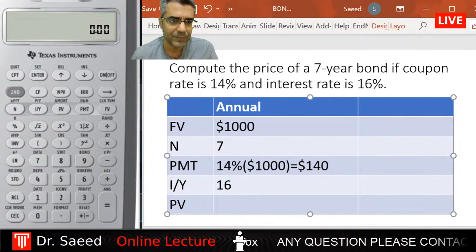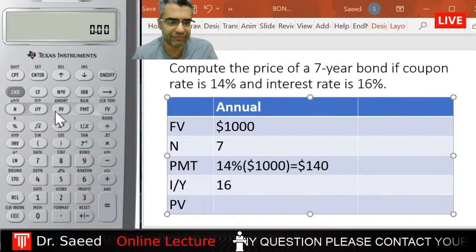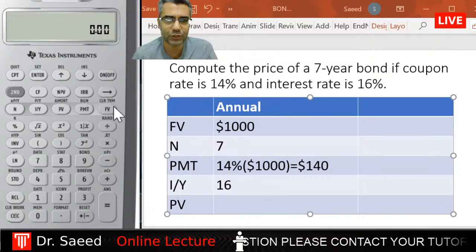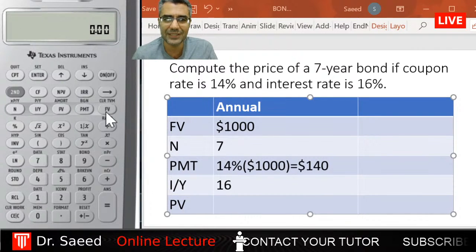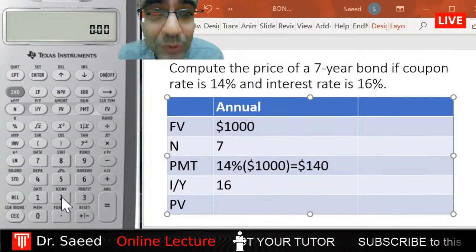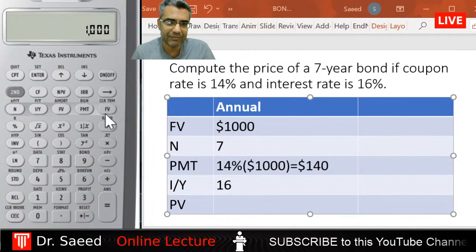So we just key all these into the calculator. Let's start with FV. You see all the buttons that you will use for the calculation are here, in the third row from the top. All five keys are here. First enter 1,000, then press FV. There is no button for 1,000, but you can press 1, 0, 0, 0, then press FV.